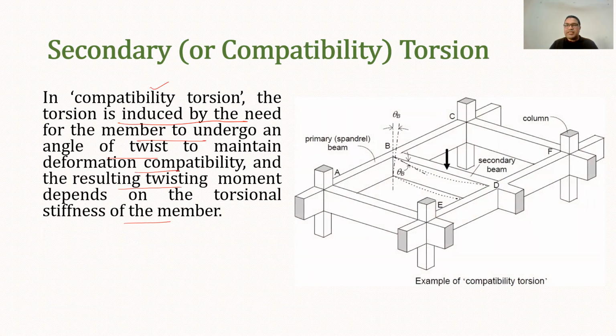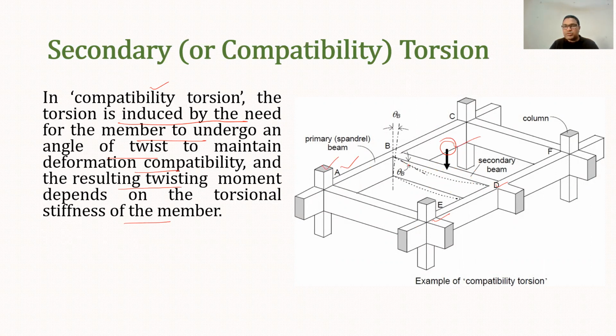For example, in this case, you can see beam AC. Beam AC is the main beam because it is supported on the vertical column. Similarly, beam DB is a secondary beam because it is supported on beam AC and beam EF. When a secondary beam is subjected to a vertical load, what will happen? The secondary beam will try to bend because of this vertical load.